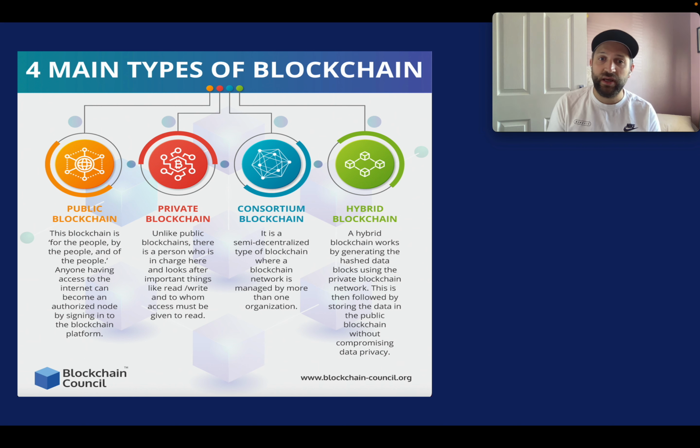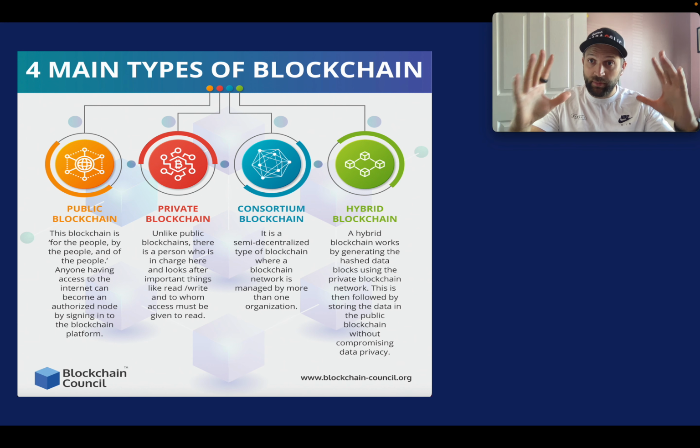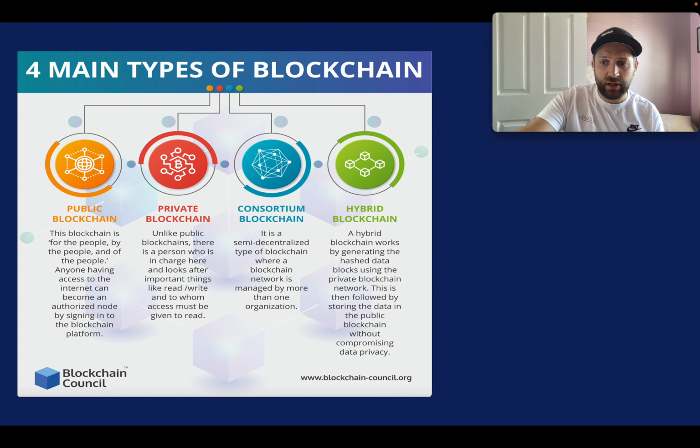A consortium is a semi-decentralized blockchain, where the network is managed by more than one individual or organization. And then you've got a hybrid blockchain, which works by generating the hashed data blocks using the private blockchain network, and then storing the data in the public blockchain without compromising data privacy. So it's kind of like a mix between all of them. So those are the 4 main types of blockchain that you can build upon as the framework.